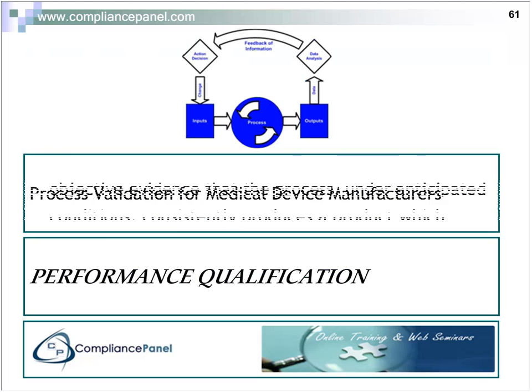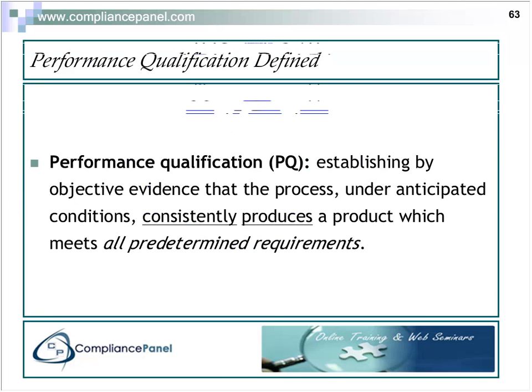So now we're going to enter the PQ, or the final phase of process validation. And PQ is establishing, by objective evidence, the process under anticipated conditions. And notice that we're not certainly going to anticipate everything, but we need to try to as much as we can. And we want to demonstrate that our process consistently produces a product which meets all of our predetermined requirements. So in advance, we need to know what the specifications are for the output of this process, and we also need to understand that we can consistently meet those specifications.